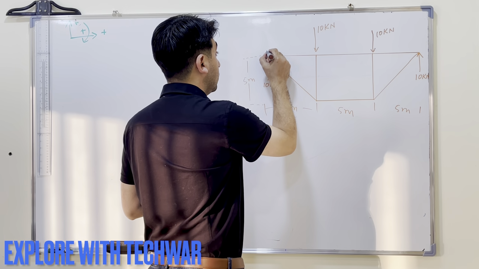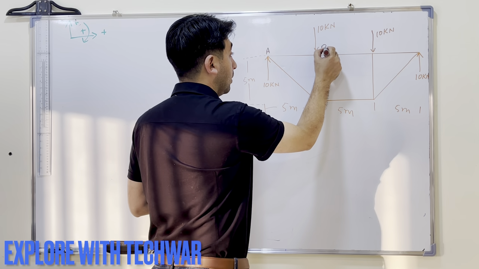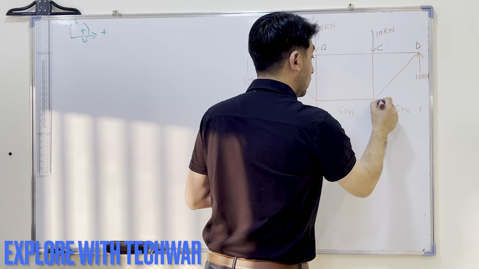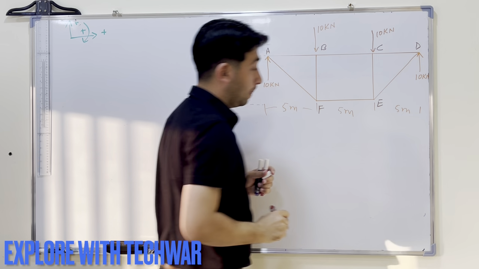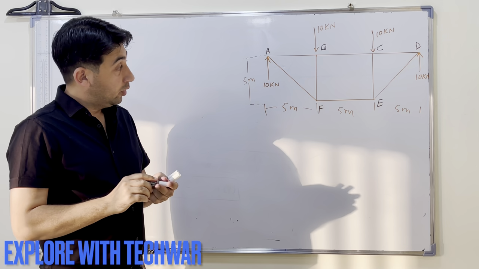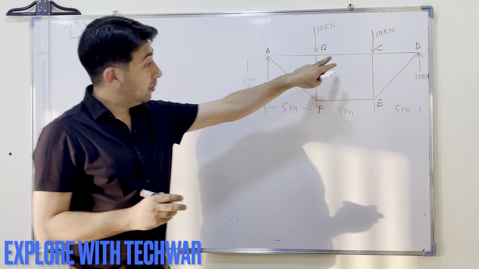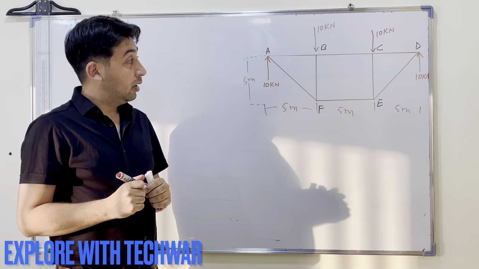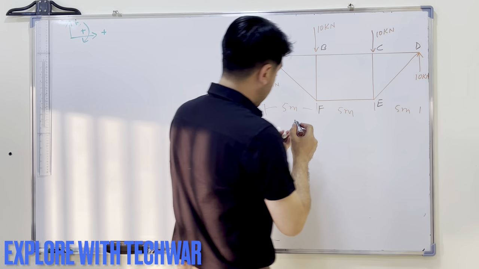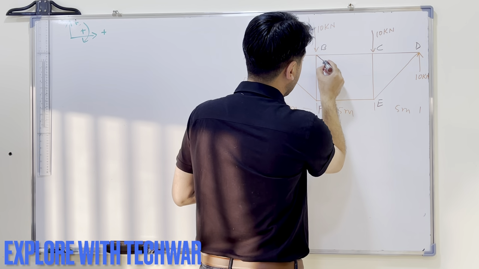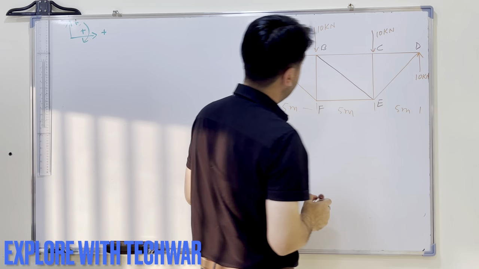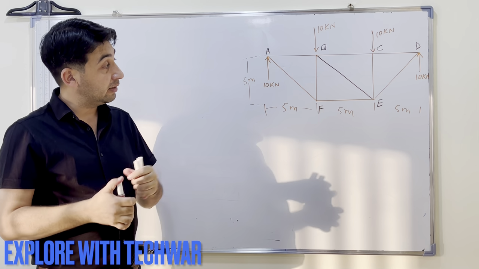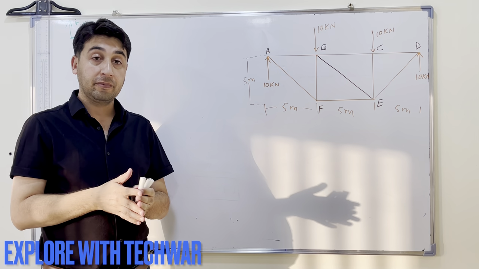Let's say this is A, B, C, D, E and F. So the members are AB, BC, CD, ED and EF. We have another member here also, which is BE. So the total truss is like this. This BE is also a member.